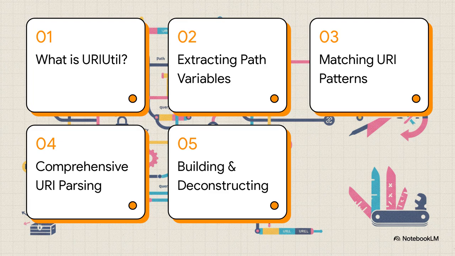So here's our game plan. We'll start with a quick look at what URIUtil actually is. Then we'll get our hands dirty with its four main powers: extracting variables from paths, matching URI patterns, doing a full-blown parse of a complex URI, and finally building and taking apart URIs with some handy utilities.